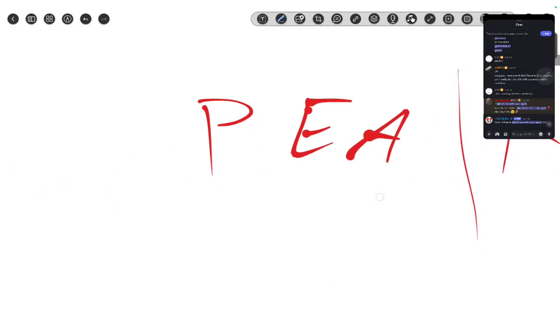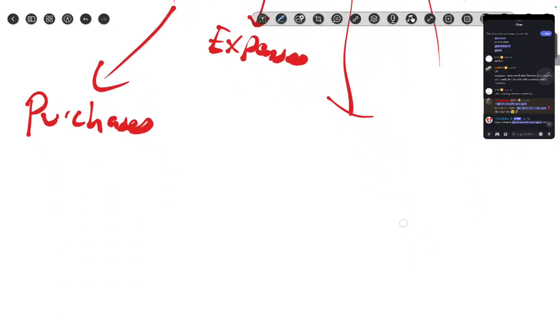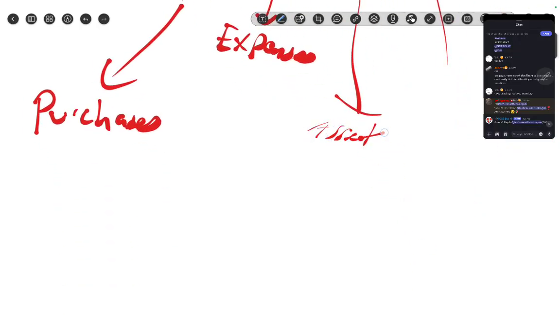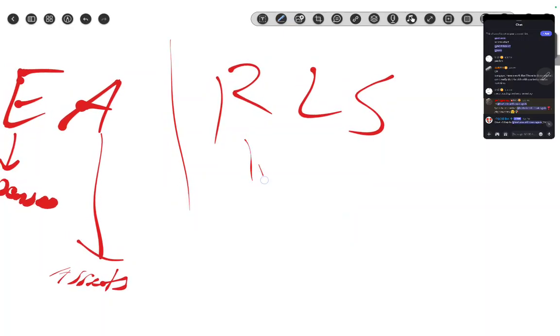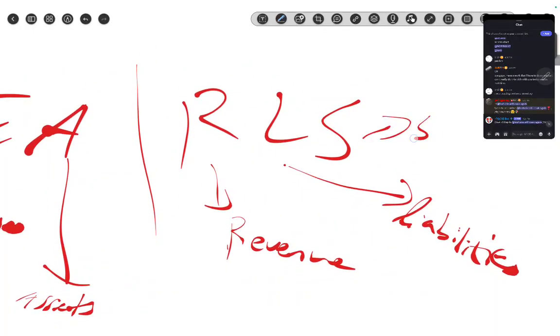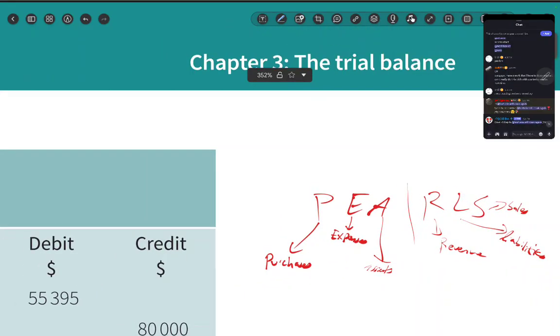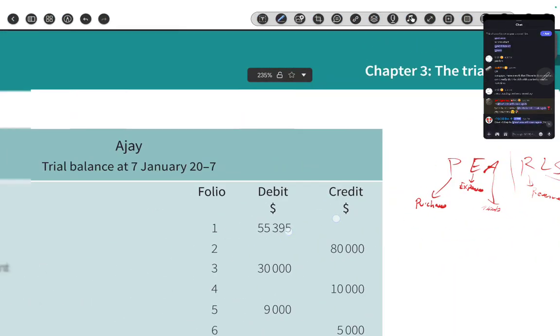PEARLS. This is for purchases, this is expenses, and this is assets. And then this is revenue, which is like income. This is liabilities, and this is sales. Now, this does not include everything. For example, drawings. Where do they come? But it's good to understand.